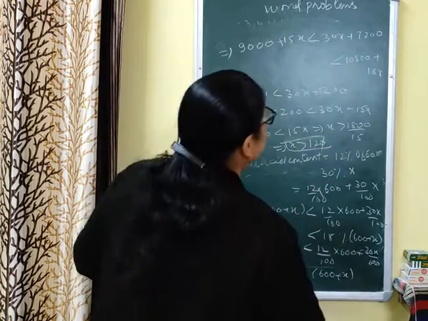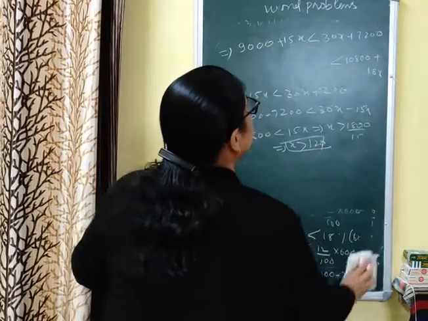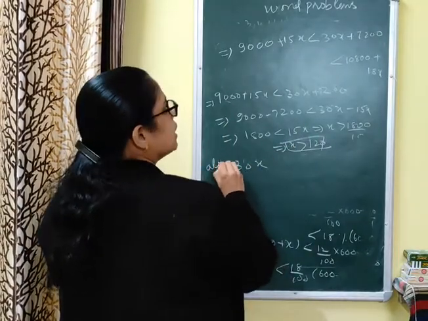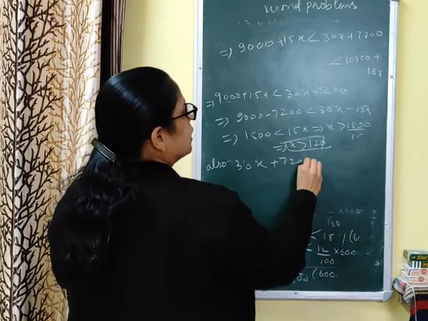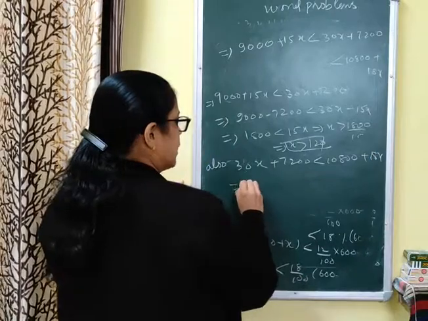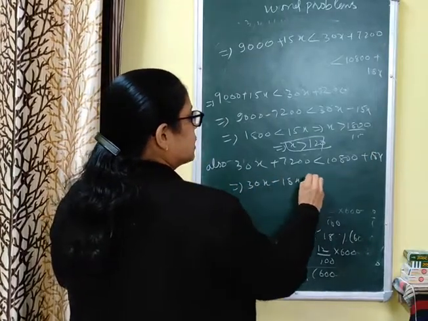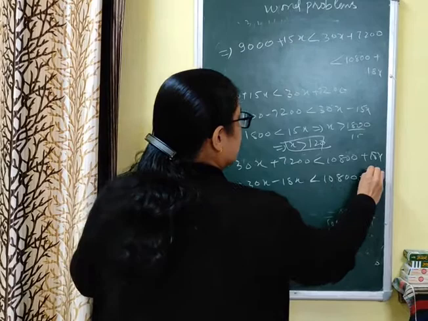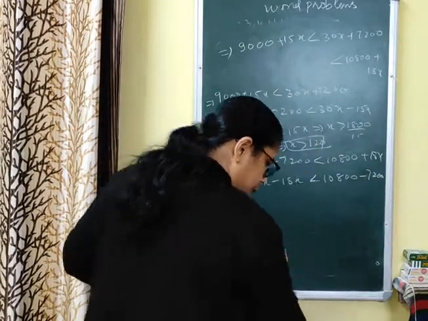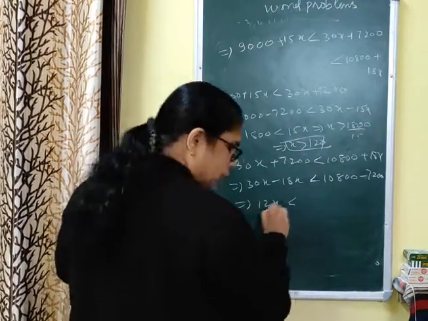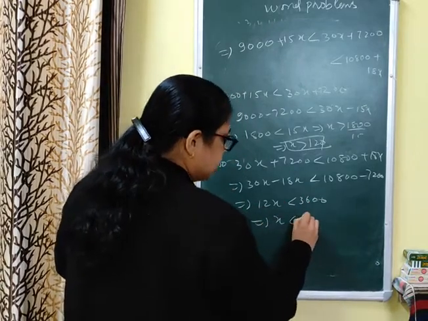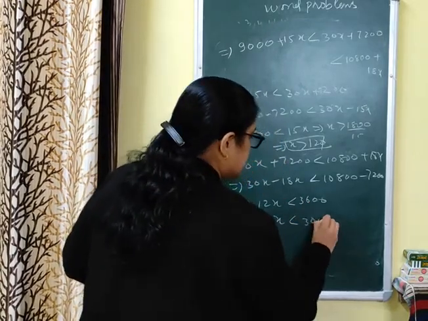Now second, later right side condition लेना है. Right side condition क्या है? इन दोनों को लेना है. 30x plus 7200 less than 10800 plus 18x. That implies 30x minus 18x less than 10800 minus 7200. That means 30x minus 18x is 12x. If you solve this, you will get 3600. Implies x less than 300. This is the second condition.